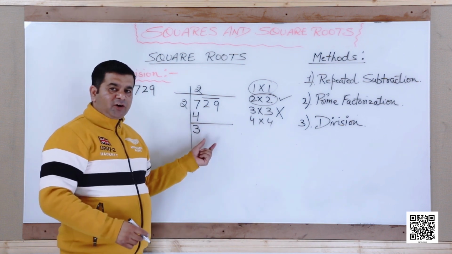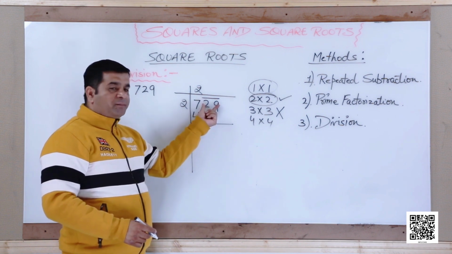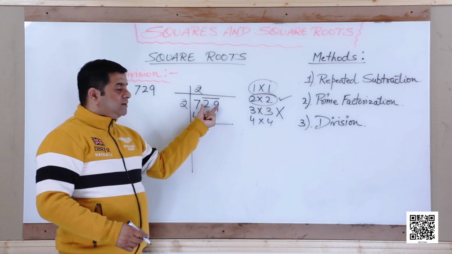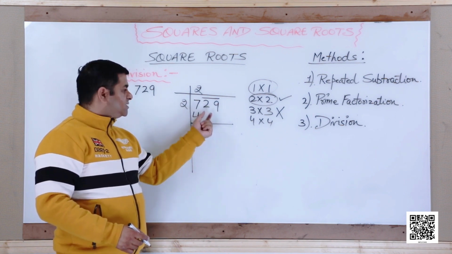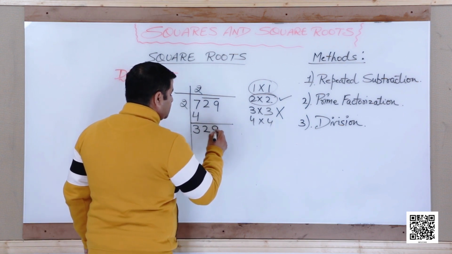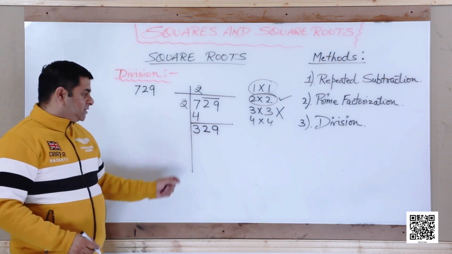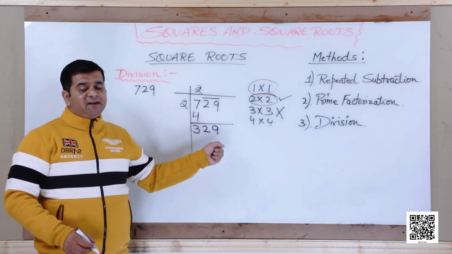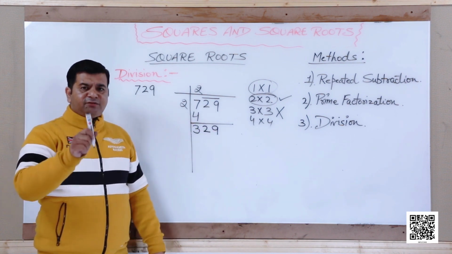Now what do we do next in division? We copy the next digit down, but here we will copy the whole pair down. This is 2 and 9, which makes 29. So we write 2 and 9 like this. So what number do we get? We get 329.